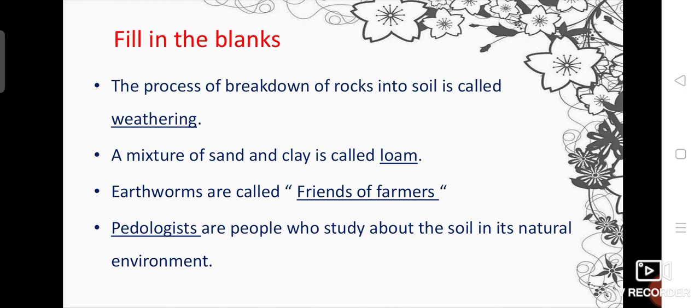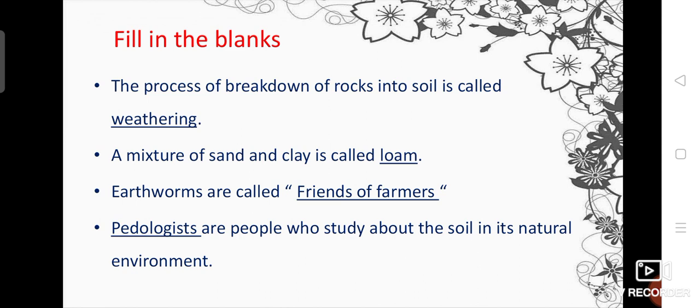Fill in the blanks. The process of breakdown of rocks into soil is called weathering. In the early period, the earth was fully made of rocks. By means of weathering only, it has been broken down into small particles that are called soil. So the process name is weathering. Weathering means breakdown of rocks into soil.